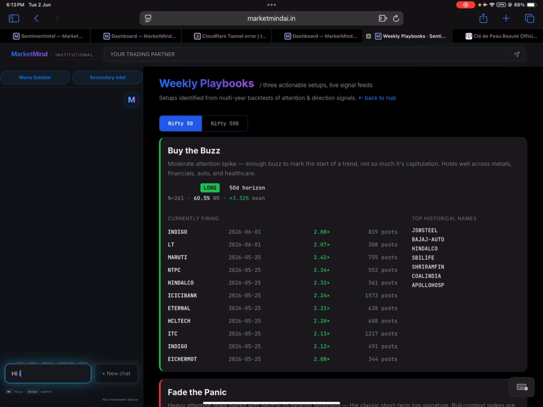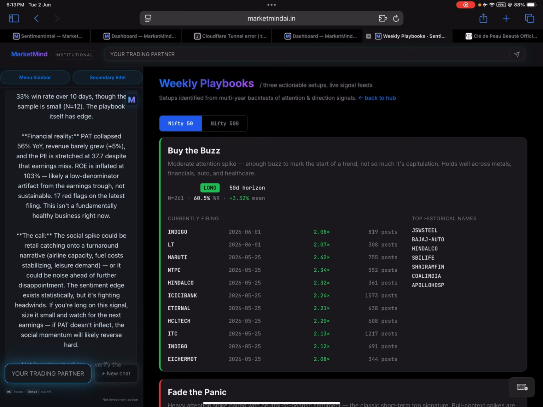So I could type, hi, I see Indigo is buy on sentiment side, but isn't it suffering financially? Because I don't know the actual earning details of Indigo in recent times, but as far as I can remember, it wasn't doing great like most airlines. So let's see what the AI has to say about it.